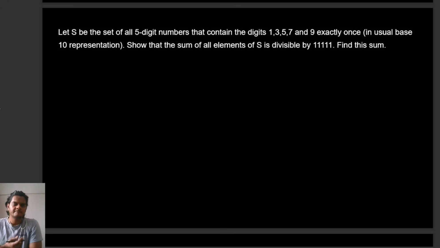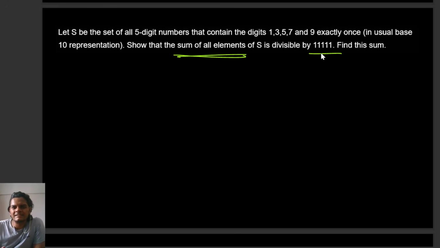Let S be the set of all 5-digit numbers that contain the digits 1, 3, 5, 7, and 9. So just pause the video, try this question. We need to find the sum of all the elements, and then we need to get this, right?